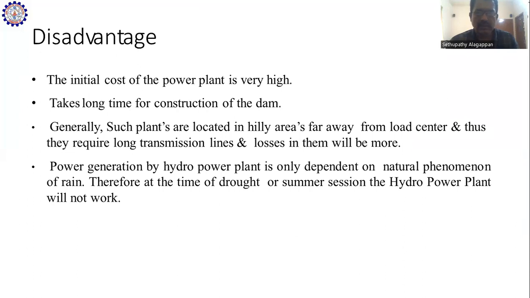Disadvantages: the initial cost of the project is very high because we need a large amount of area and it takes a long time for construction, and plants are located in hilly areas. The power generated by a hydropower plant depends only on the natural phenomenon of rain. Therefore, at the time of drought or summer season, the hydropower plant will not work.